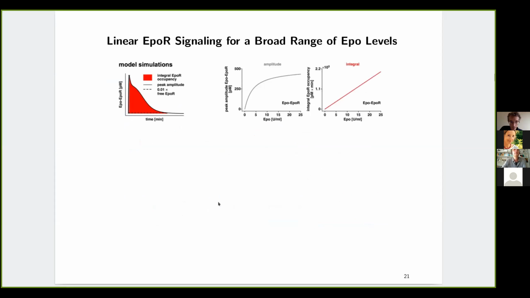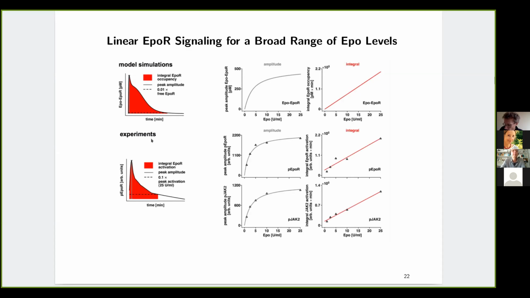And therefore we took the model, and in the simulation of the model, we observed two quantities. The first one is the amplitude of this Epo-EpoR receptor complex, and the other thing is the integral, the area under the curve, until a certain threshold is reached. And for the peak amplitude, we exactly see this kind of saturating behavior. But for the integral, we see a perfect linear relationship. And you can show mathematically that this is a linear relationship.